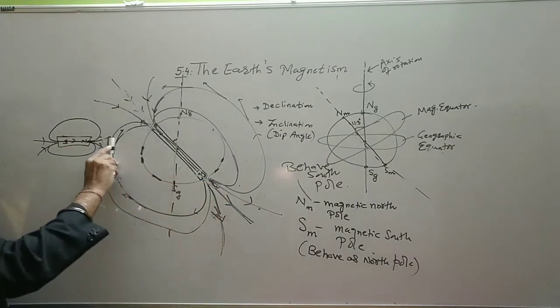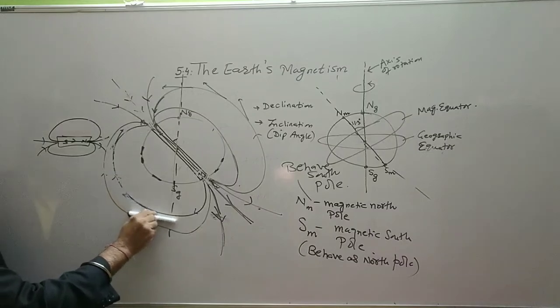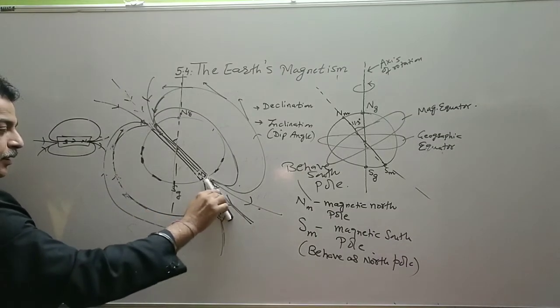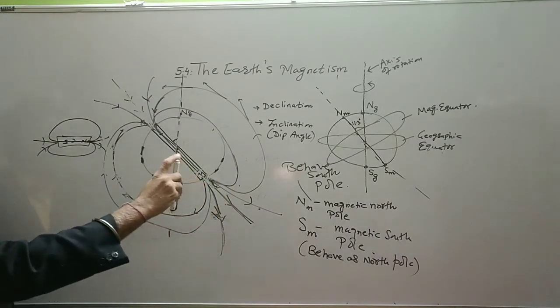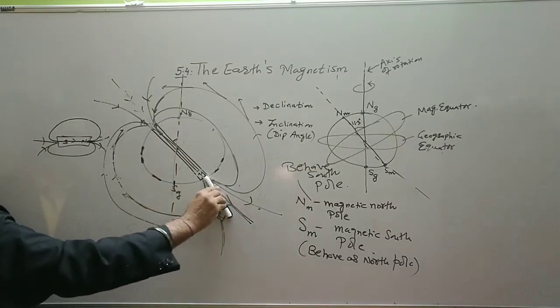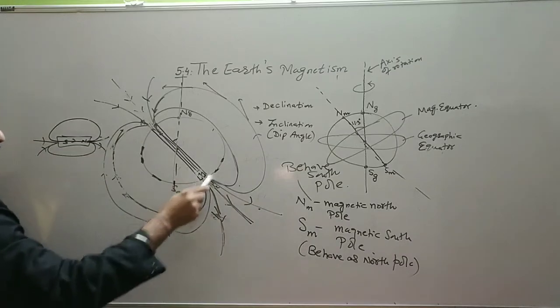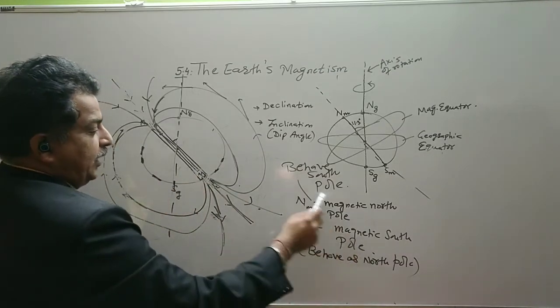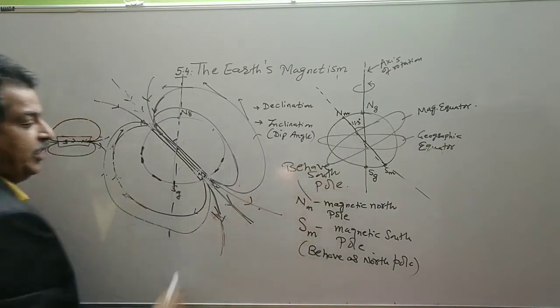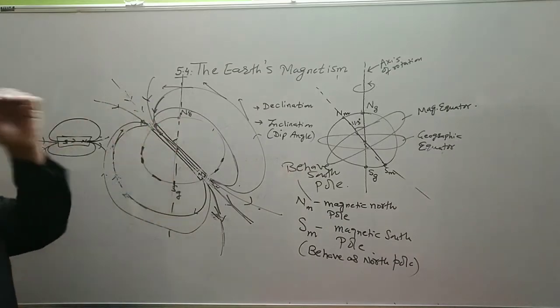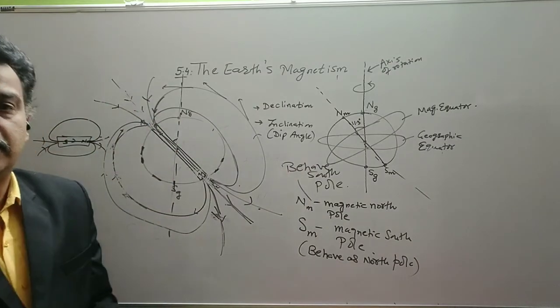So if the needle is like this, if you go like this, the south pole of the needle will be attracted to the north, opposite. So the name is south, but the behavior is north. The name is north, but the behavior is south. So we will discuss all this in the next lecture.